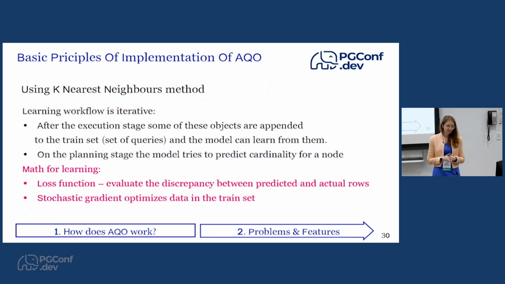And we use math for learning. The first one is the loss function. It evaluates the discrepancy between predicted and actual rows, that is, the cardinality error. It is a main component of AQO learning because the model optimization process is aimed at minimizing losses, and stochastic gradient descent helps us to optimize on the training set.